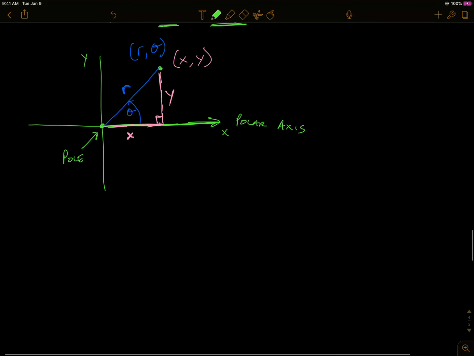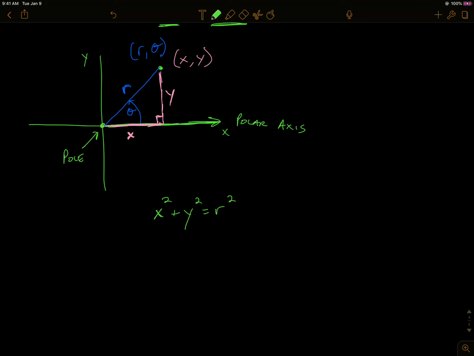So some things we notice from this picture. Looking at the right triangle, we have our Pythagorean theorem, of course, right? x squared plus y squared equals r squared. We're definitely going to use that for something.